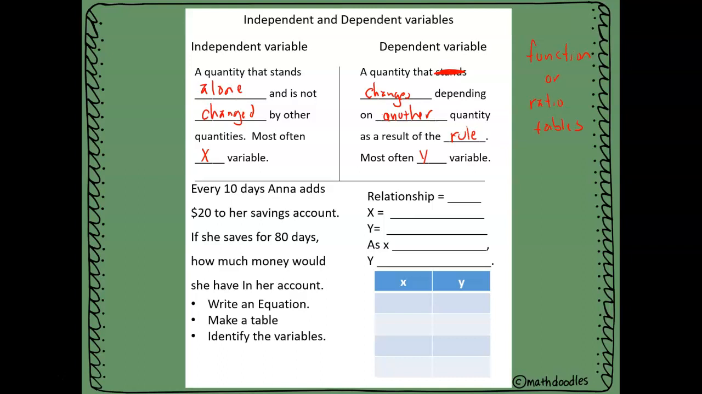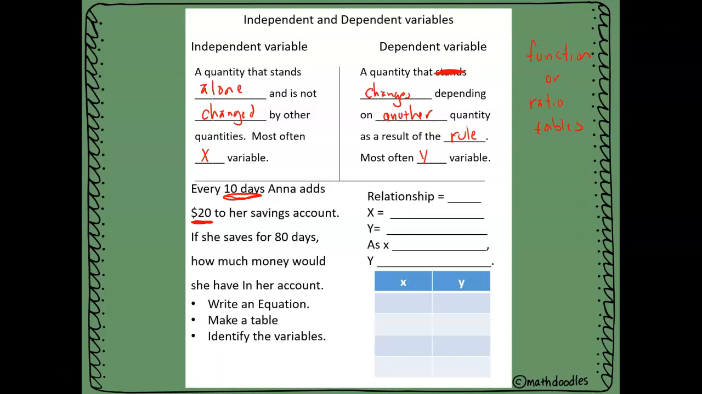Every 10 days, Anna adds $20 to her savings account. If she saves for 80 days, how much money would she have in her account? Now, this is a math problem, and we need to figure this out. But what we really need to figure out is the independent and dependent variables. So every 10 days, days is a variable, and money is a variable. Anna adds to her account. So what we're looking at is which one is the dependent and which one is the independent.